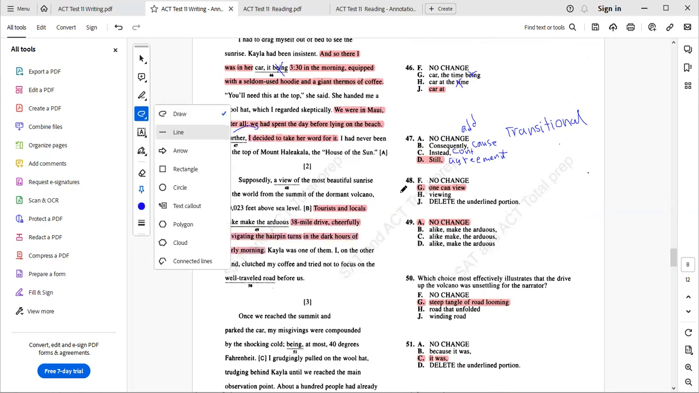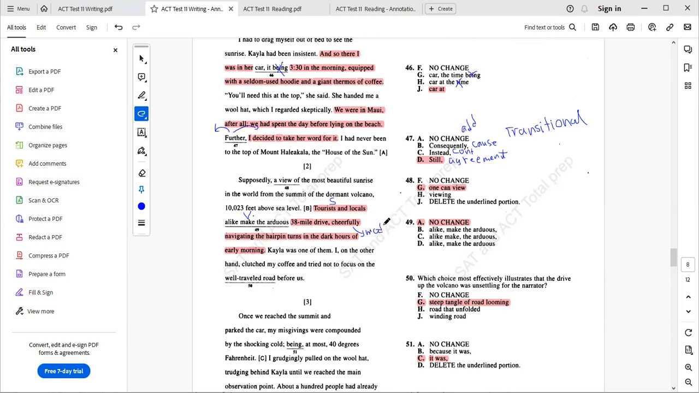Okay, let's find why. He said tourists and locals. Okay, the subject. Alike make the artist take care. He brings alike and he makes the verb. And all of them actually have make. The artist, 38 mile. Then he put a comma. Cheerfully navigating the hairpin turns in the dark hours of early morning. This is a modifier. And because it's away from the word that it modifies, we put a comma before it because it's not essential.